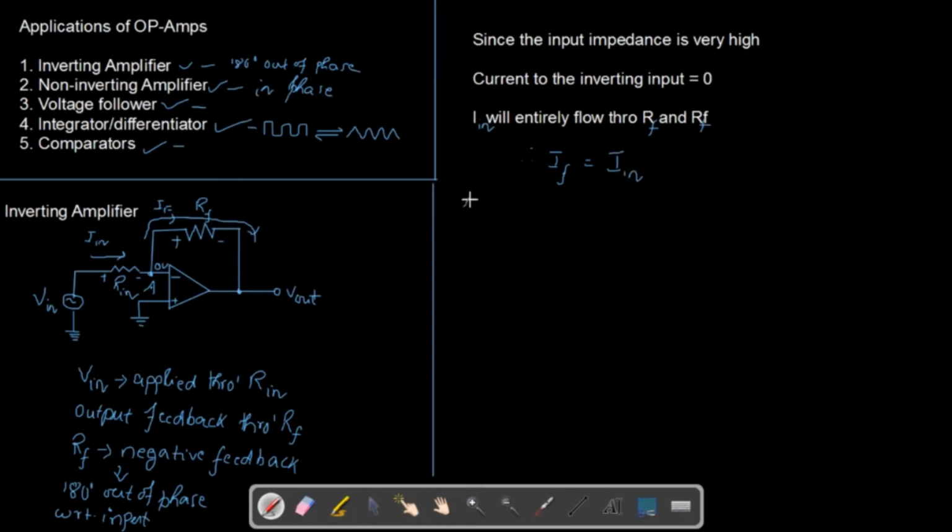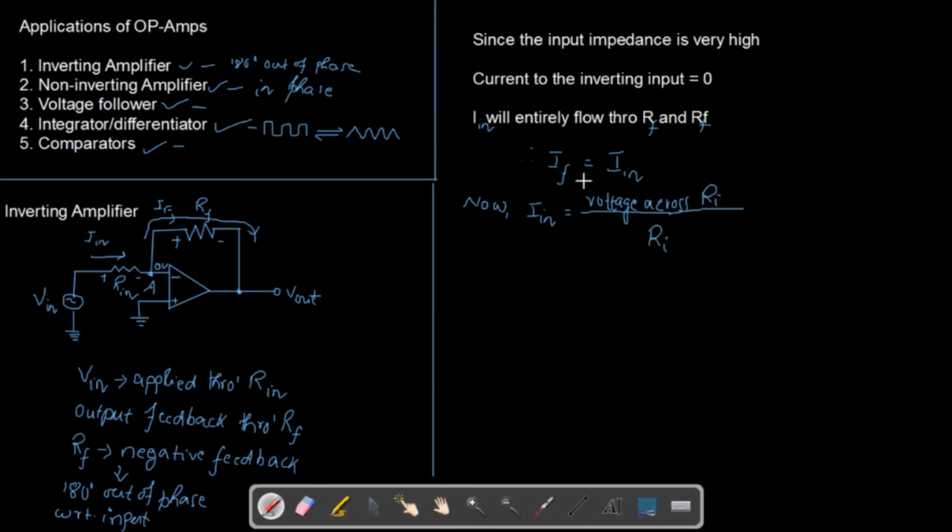Now let's define the input current. I want to find out what is the input current. This is a simple circuit analysis. What will be the input I in? We have to know the voltage across R in. So we can simply write it down: the voltage across Ri, divided by Ri.